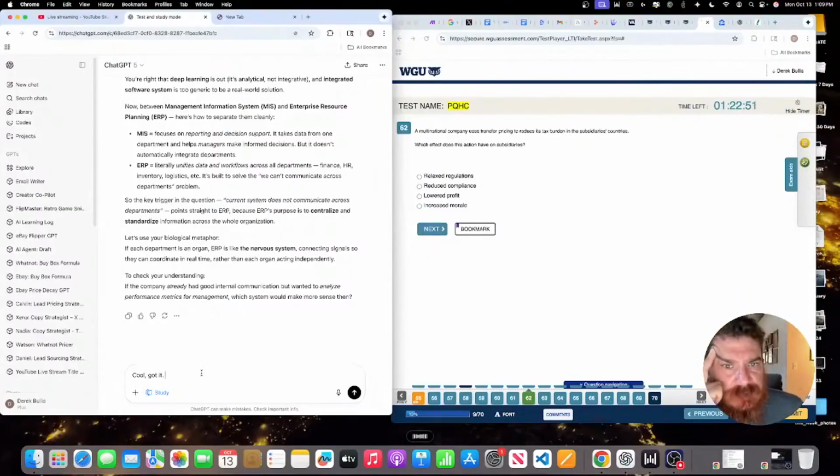Question 62. A multinational company uses transfer pricing to reduce its tax burden on the subsidiaries' countries. Which effect does this action have on subsidiaries? A. Relaxed regulation, B, reduced compliance, C, lowered profit, and D, increased morale.